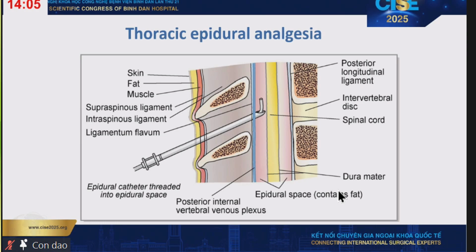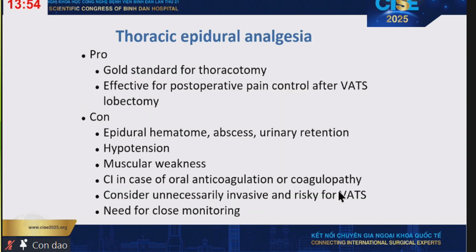The thoracic epidural involves placing a catheter in the epidural space between the dura mater and the posterior longitudinal ligament. Thoracic epidural remains the gold standard for open thoracic surgery. It's also effective for video-assisted surgery. Due to the minimally invasive nature of that, it may not always be necessary and can present risk.